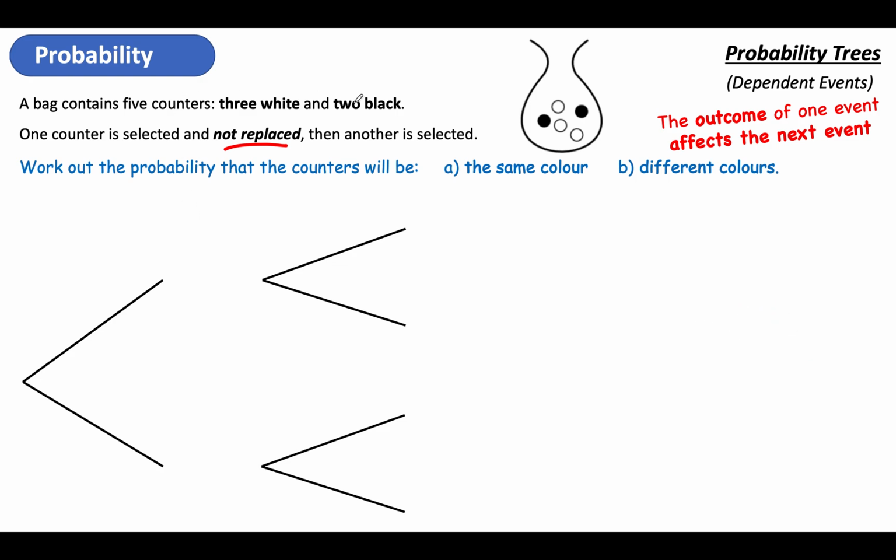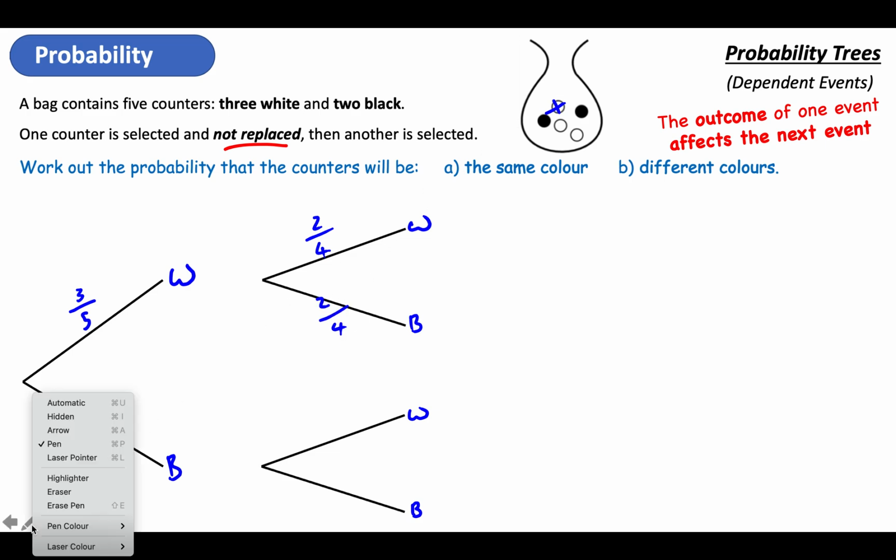So 3 white and 2 black, and they're going to not be replaced. So we could have white or black, or white or black, or white or black. And the probability the first time you take one out, the probability of white is 3 out of 5. And the probability of black is 2 out of 5. Now let's say we've gone along these top branches and I selected a white. Well, there's 1 fewer white now. So now there's only 2 whites out of 4 because there's 1 fewer counter altogether. But there are still 2 black, so that's 2 out of 4.